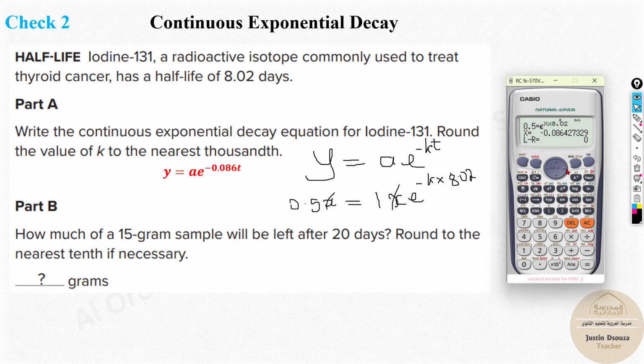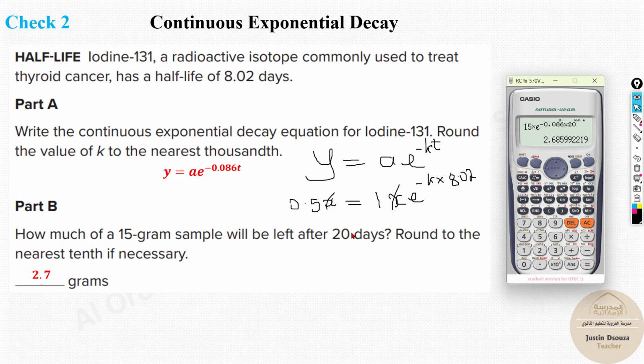And now here what they have asked is how much of a 15 gram sample will be left after 20 days. So initially we have 15 grams of sample. So A is 15 times e to the power minus 0.086 times t. And what is the time t? t is 20 days. So the answer is 2.69, 2.7 grams. So this is what will remain after 20 days.